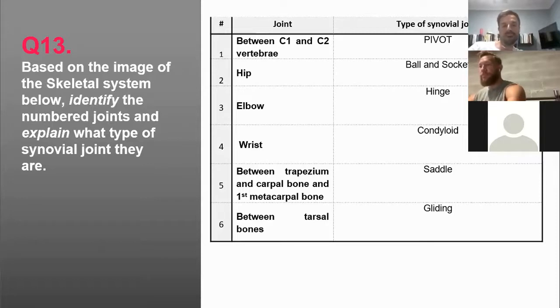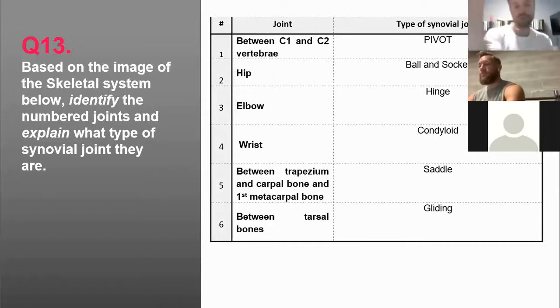Number 3 is the elbow. Guys, without looking at the notes, what type of joint is an elbow? Logan, do you know? It's a hinge joint. So, mate, what a hinge joint does is allow movement in 2 directions. For an elbow, it's flexion and extension, like the hinges of a door that open. So the only thing the elbow does is allow flexion and extension.